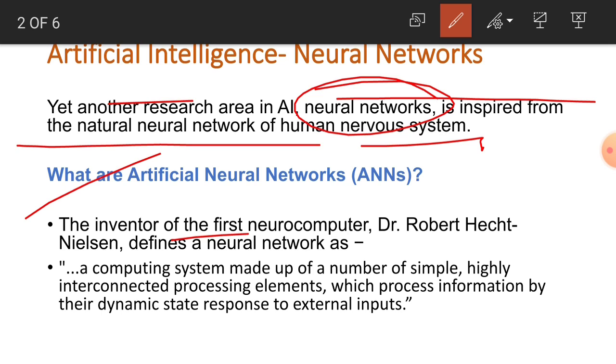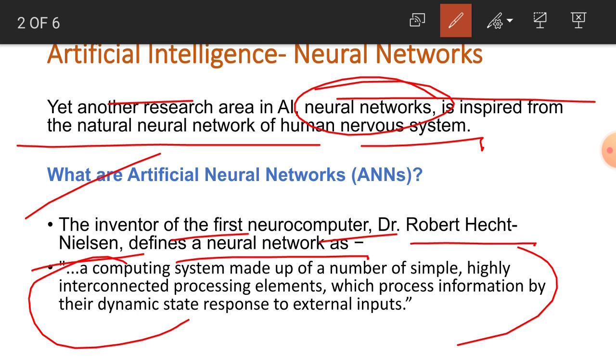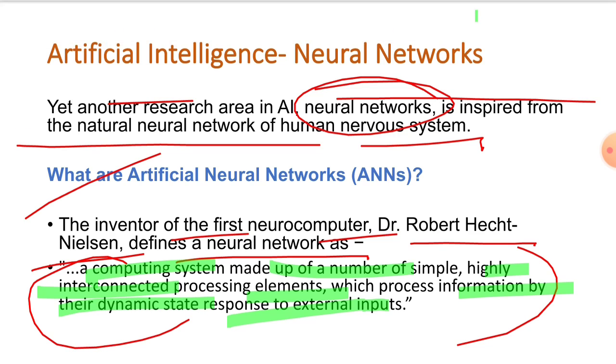The inventor of the first neurocomputer, Dr. Robert Hecht-Nielsen, defines a neural network as a computing system made up of a number of simple and highly interconnected processing elements, which process information by their dynamic states and respond to external inputs.